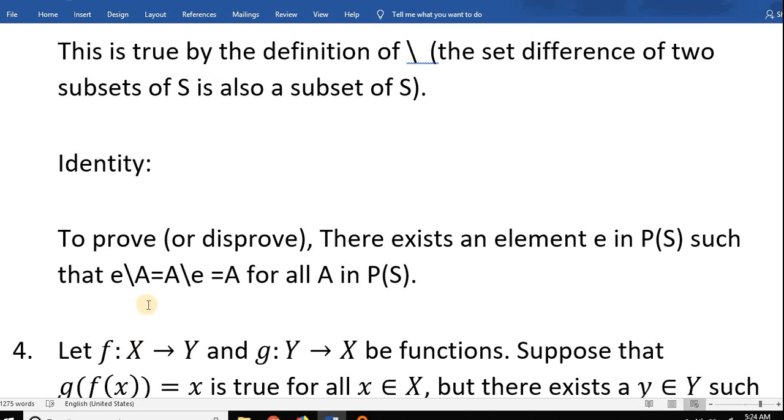Now remember, I want to emphasize this, that E is an element in P of S. It's not an element of S, it's an element of P of S. So this E is a set. Okay. All right, now let's see about proving or disproving.